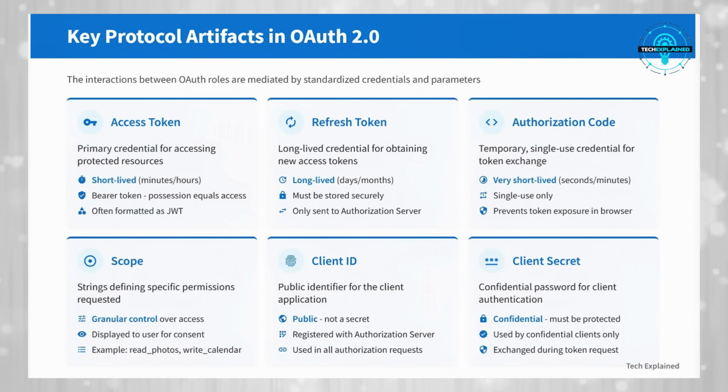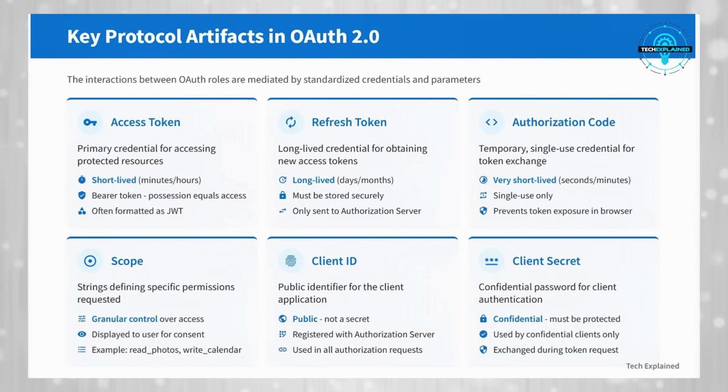Finally, we have client ID and client secret. These are the credentials used to identify and authenticate the client with the authorization server. The client ID is public, while the client secret is confidential and must be kept secure. It's used by confidential clients to authenticate themselves when exchanging an authorization code for an access token.